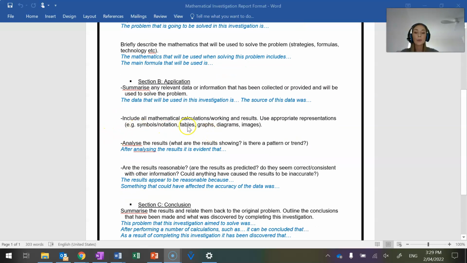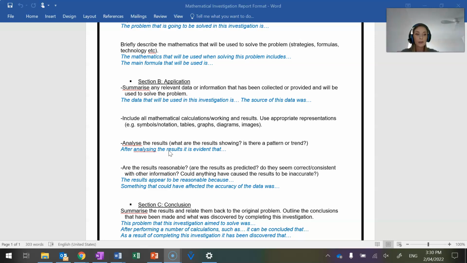You need to include all your mathematical calculations, your working out, and your results. So the calculations of your mean, your median, your mode, your range, for each different data set or question that you've collected. You need to use appropriate representation, so tables, graphs, diagrams. Okay, so you need to include graphs for each question that you've included, and obviously the third dot point, the analysis of this data.